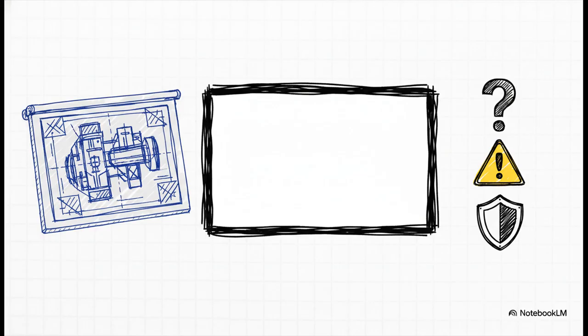So picture a car company looking at a new airbag design. They'd be asking questions like, could this material get brittle over time? Or what if the sensor totally fails in freezing weather? This is all about finding the flaws in the design itself, long before a single part ever gets made.